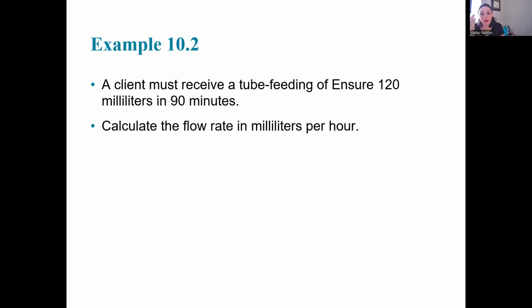Okay, so because we didn't explain how to do desired over have, I'm going to do just a little addition on the end of this to help explain it so that y'all can understand it, okay? So we're going to do the same problems, but we're going to do the desired over have way, okay? So a client must receive a tube feeding of Ensure of 120 milliliters in 90 minutes. Calculate the milliliters per hour.